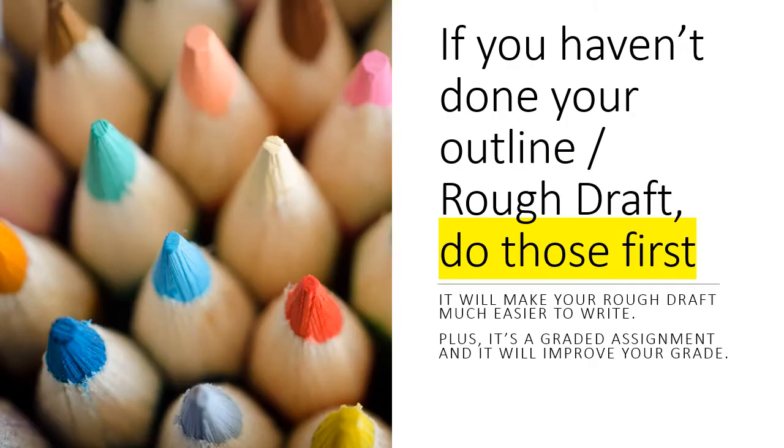So if you haven't done your rough draft or your outline, do those first. For 2 reasons. The outline is worth 50 points, the rough draft is worth 50 points, and this assignment is worth 50 points. So that's 150 points tied up in doing your outline, your rough draft, and this peer review form. Your final draft is only worth 100 points, so you actually get more points doing this essay by completing your outline, rough draft, and this form than you do for the whole final draft.